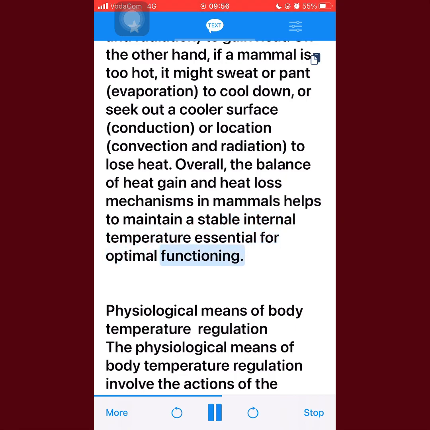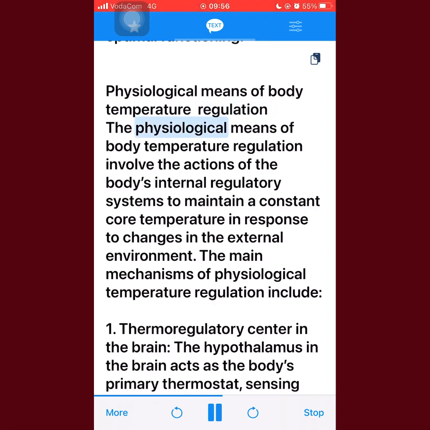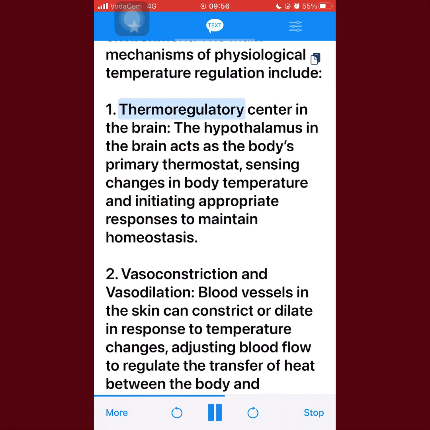for optimal functioning. Physiological means of body temperature regulation. The physiological means of body temperature regulation involve the actions of the body's internal regulatory systems to maintain a constant core temperature in response to changes in the external environment. The main mechanisms of physiological temperature regulation include: 1. Thermoregulatory center in the brain.